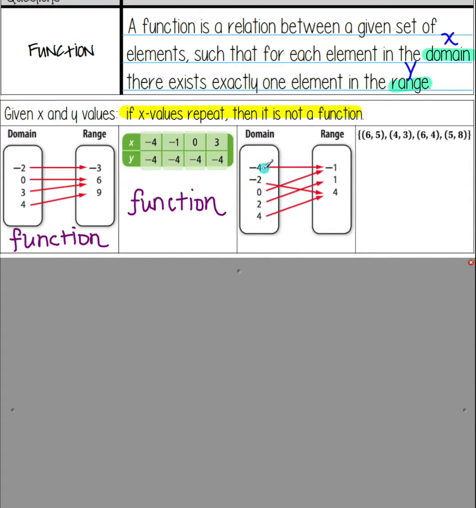Another mapping: -4 is paired with -1, -2 is paired only with 4, 0 is paired only with -1, 2 is paired only with 1, and 4 is paired only with 4. Each one of the domain values only goes to one value of the range, so this would be a function.